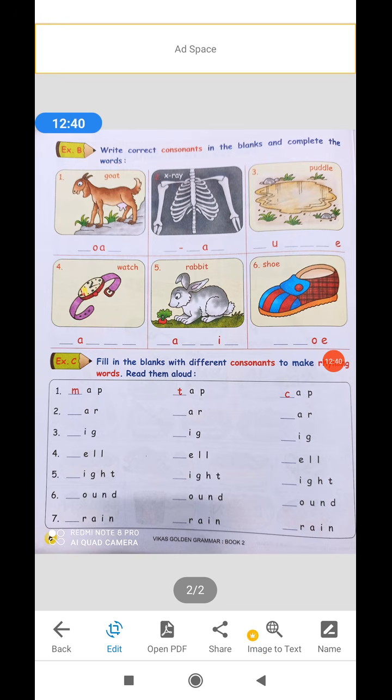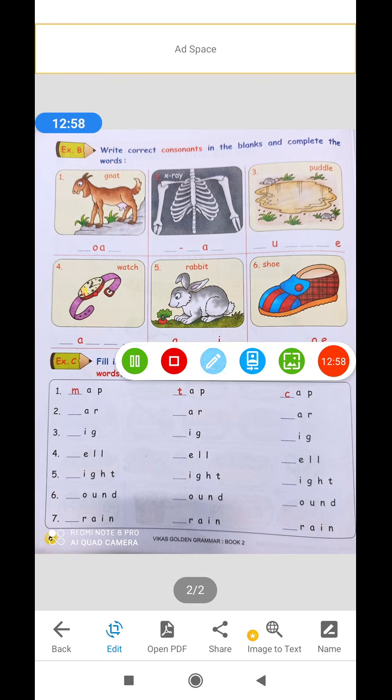See students, it's very easy. You all can do it perfectly. Just keep in mind, only A, E, I, O, U are vowels. Other letters are consonants. Only five letters are vowels and the remaining letters are consonants.